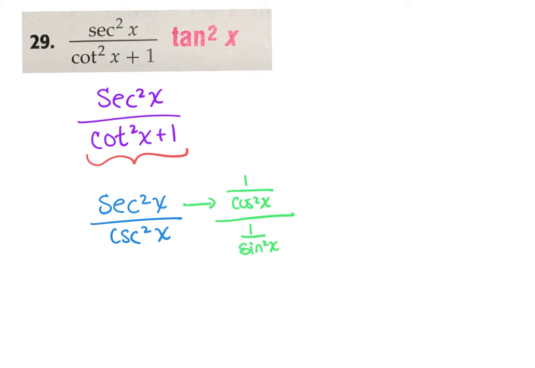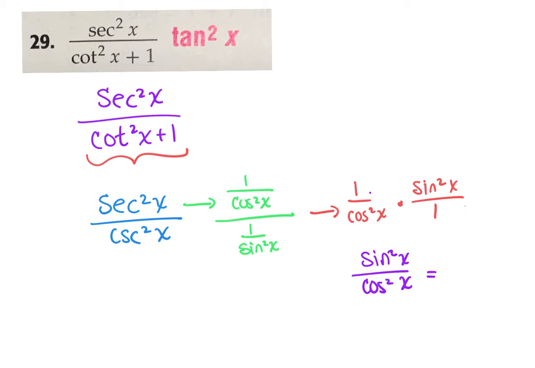How do I treat fraction over fraction? What's my little rule? Keep, change, flip. So I can say this is the same thing as 1 over cosine squared of x times sine squared of x over 1. I was getting ahead of myself and going straight to the answer, sorry. This is sine squared times 1 over cosine squared, which is sine squared over cosine squared. What's sine over cosine? Tangent. And since it's squared, it's going to be tangent squared.